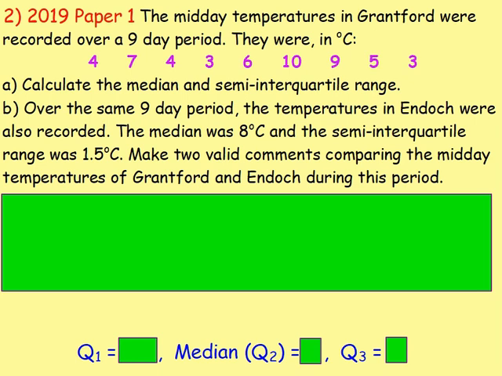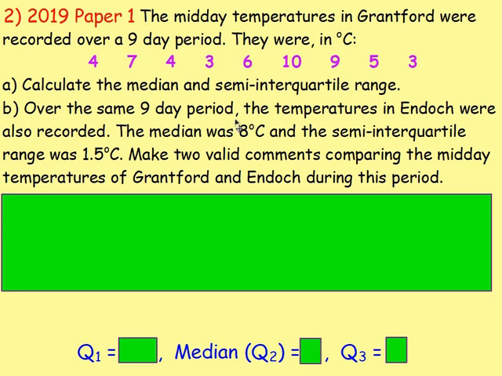Let's try another one. This is from 2019. Oh, so long ago. The olden days. It's paper 1, so once again it is a non-calculator question. It says the midday temperatures in Grantford were recorded over a 9-day period. They were in degrees Celsius, 4 degrees, 7 degrees, 4 degrees, 3 degrees, 6 degrees, 10 degrees, 9 degrees, 5 degrees, and 3 degrees. Part A, calculate the median and semi-interquartile range.